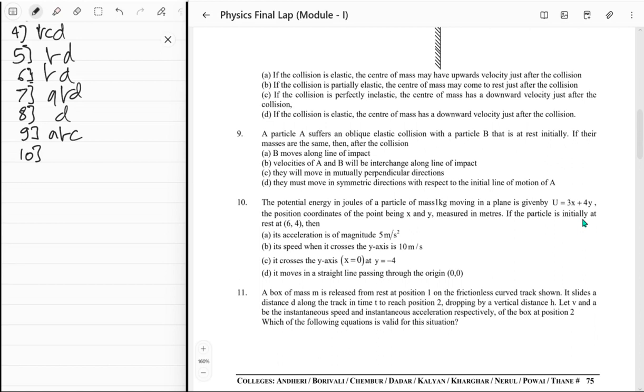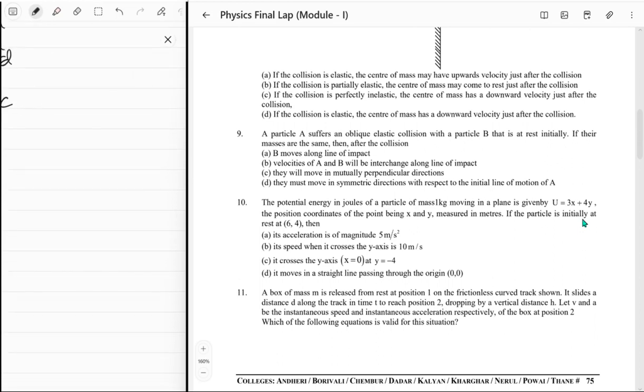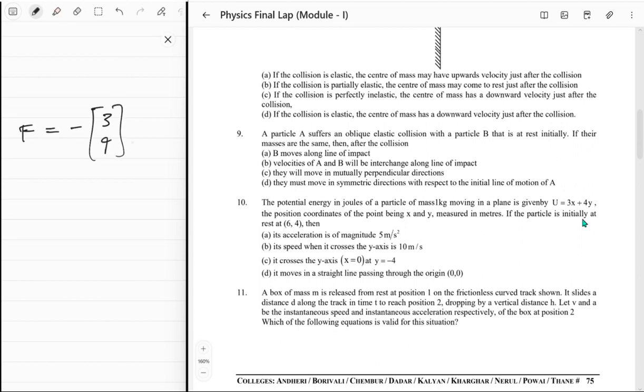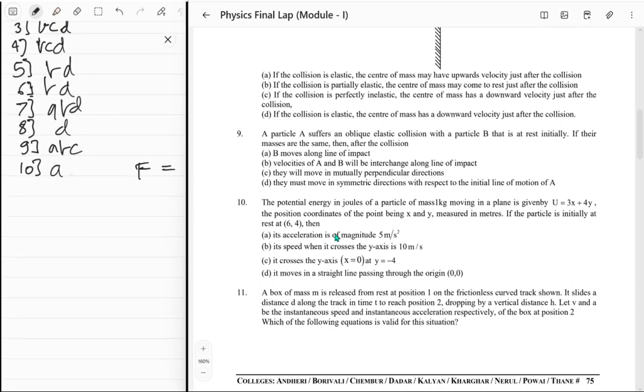Okay, so what will the force be? The force is just negative, and then you got 3, and partial on y, it's supposed to be 4, so it's a constant, huh? That's awesome. Force is a constant. Okay, so right, what will be the magnitude of acceleration? It's 5 is the magnitude of the force, and this is 1 kg, so it's also 5. So A is correct.